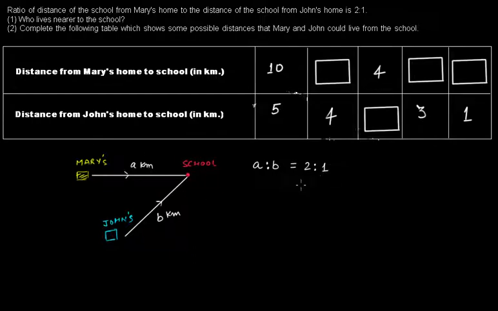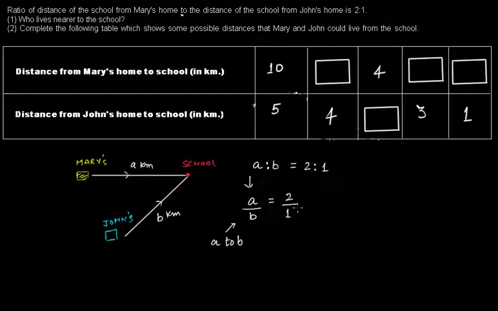As I said, we don't know the exact distance, we only know the ratio. So in such questions, always look at the ratio. If we write this in the form a to b, what's a to b? The ratio of the distance of the school from Mary's home to the distance of the school from John's home. So a to b is equal to 2:1.